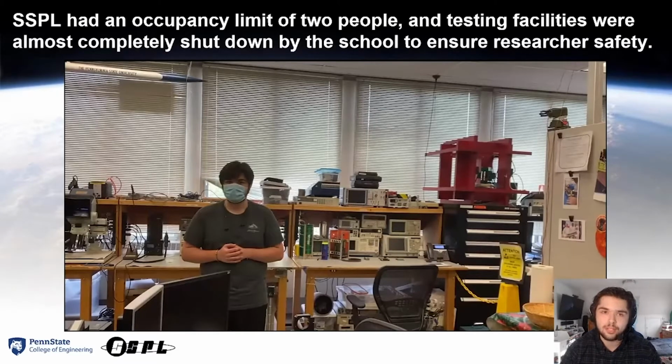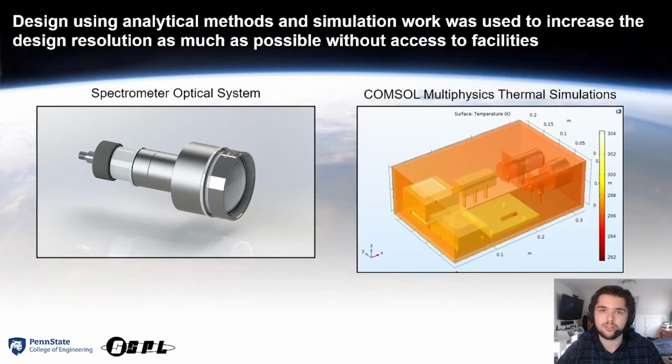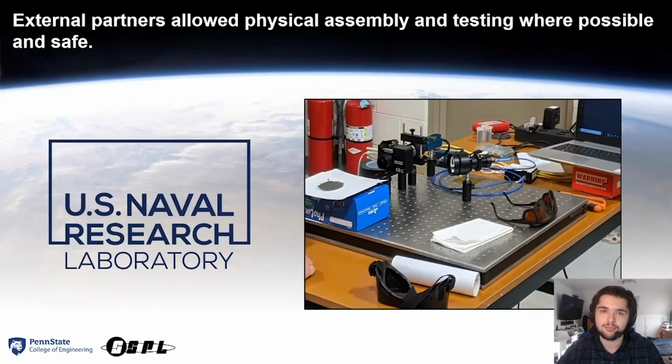For the roughly 5 months that followed, SSPL had no lab access and no knowledge of when or whether it would be restored. With the limited access that SSPL did get in August, no more than 2 members of the lab were allowed in the building at once, and no campus testing facilities were open. To account for this, analysis and simulation was used to verify design decisions where physical testing was not possible. Fortunately, the Naval Research Lab, or NRL, allowed for the physical assembly and testing of the OASIS LIBS system in early October. The OASIS team gained valuable insight from these tests, and the results of them are discussed in detail in the proof of concept testing and verification section.